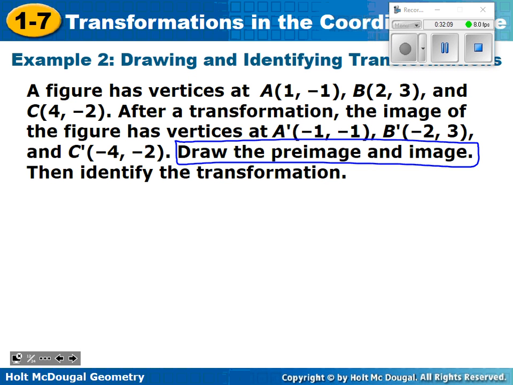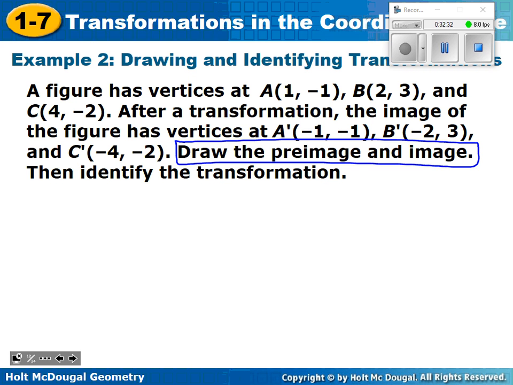Every year I'll have students who do this on their paper. And that's what they turn in. That is not going to get you credit. You need to connect your dots, draw your triangles. You need to label them, A, B, C, A prime, B prime, C prime, okay? So make sure that you label them. Then you'll get credit for your graph.